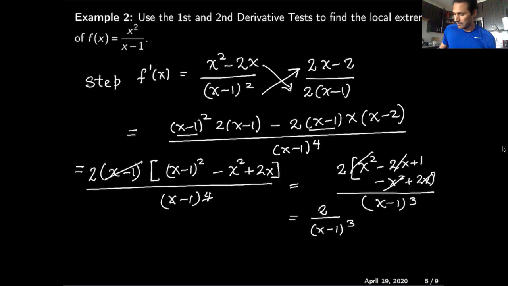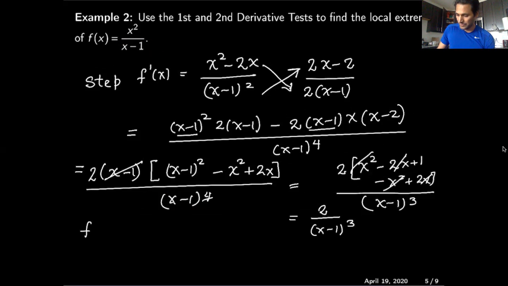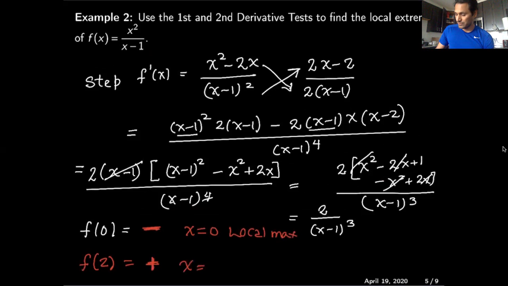So now test the critical values. I have two critical values, 0 and 2. If I plug in the critical value 0, this gives me a negative sign. And if I plug in the other critical value, which is 2, it's going to give me a positive sign. So x equals 0 is a local max, and x equals 2 is a local min of the function.